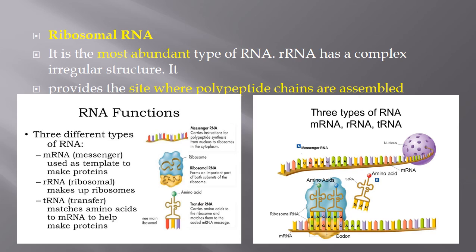Now rRNA is the most abundant type of RNA. rRNA is found in the ribosomes. Ribosomes are made in the nucleolus, in the nucleus. rRNA is a complex irregular structure; you don't have a particular structure. It provides a site where polypeptide chains are assembled. All these three types of RNA are involved in protein synthesis.